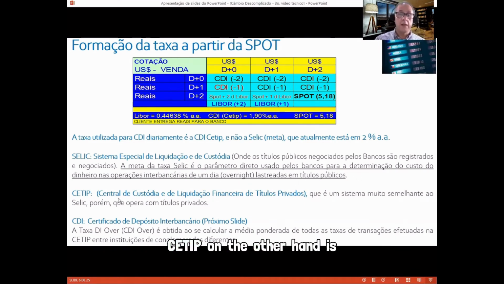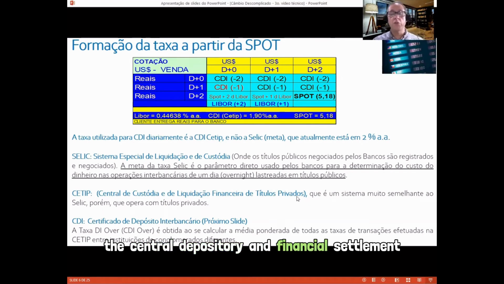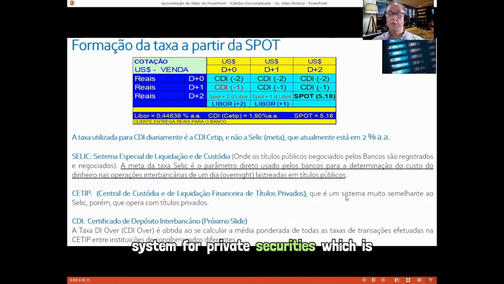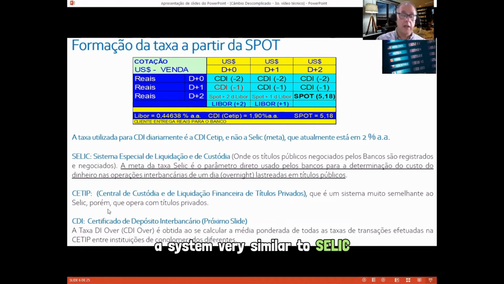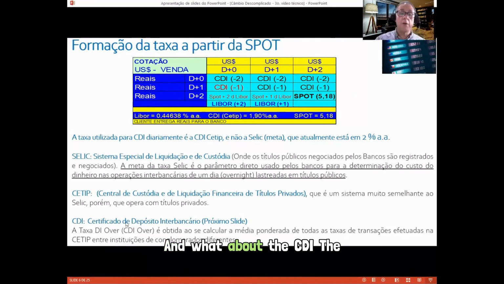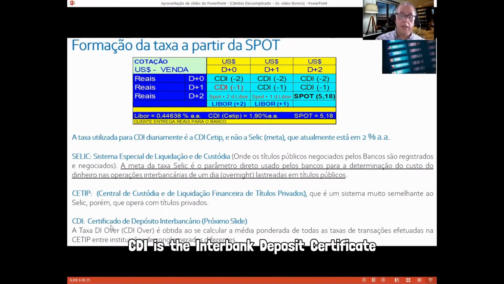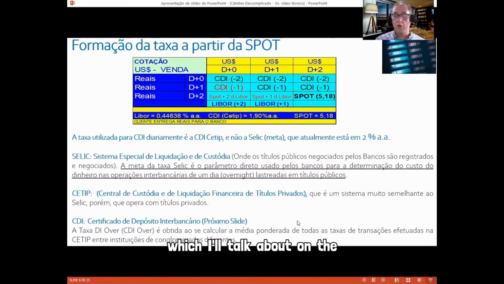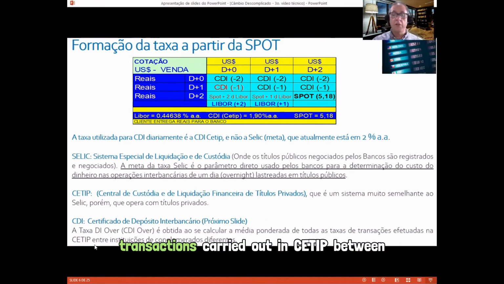CTIP, on the other hand, is the Central Depository and Financial Settlement System for private securities, which is a system very similar to Selic, but operates with private securities. And what about the CDI? The CDI is the Interbank Deposit Certificate, which I'll talk about on the next slide. The day over rate, or CDI over, is obtained by calculating the weighted average of all rates and transactions carried out in CTIP between institutions from different conglomerates.